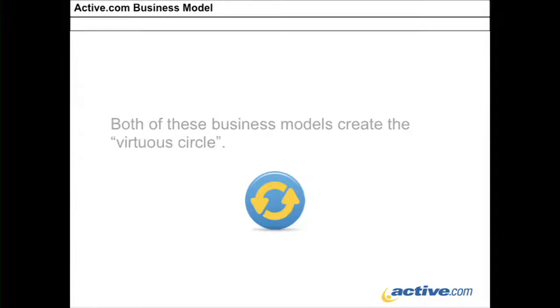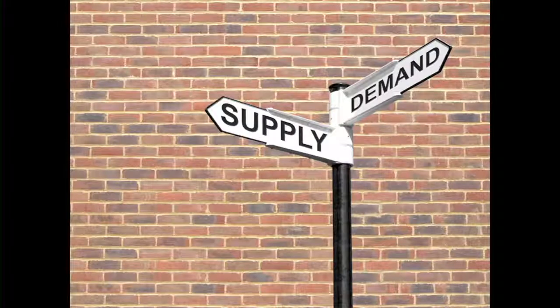Both of these models then create what we call internally the virtuous circle, and that is the intersection of supply and demand, where our event organizers are creating supply, and that is a collection of activities that people who are on our media sites want to sign up for.